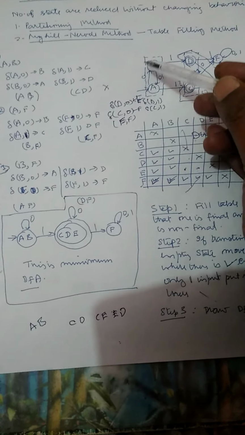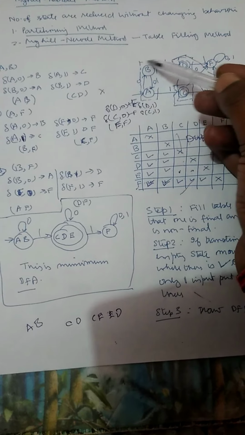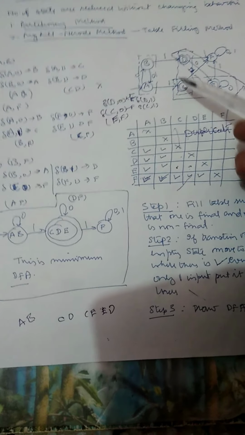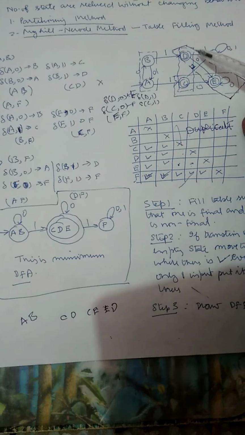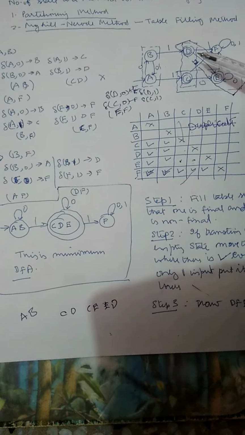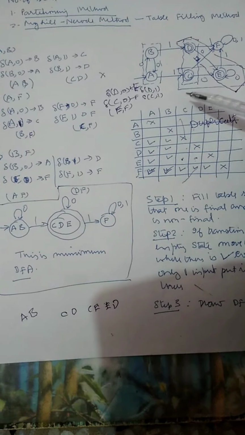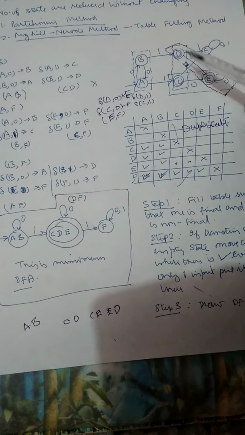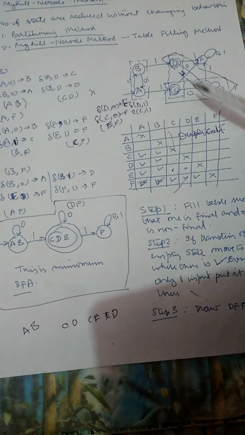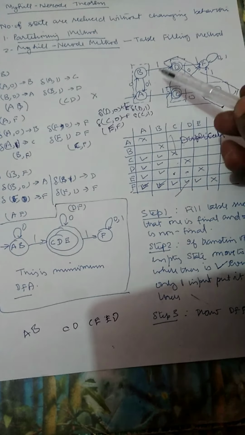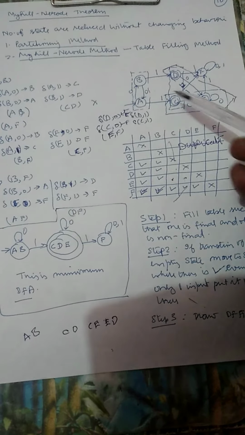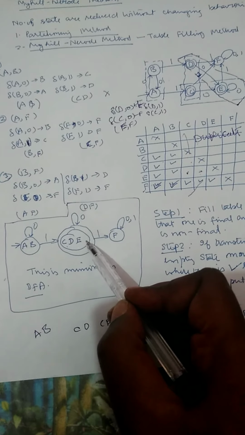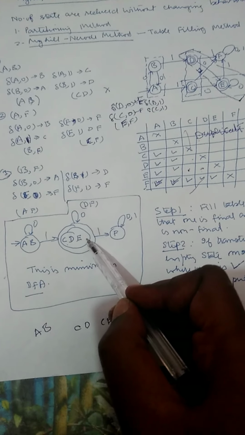AB, we can see here. CD, C and D we have seen here. CE, this box we can see here, and ED we can see the box here. These three boxes can be combined into one. So I have written here CDE, combining these three states as one, and the last state is the F state. Here I put the state F.